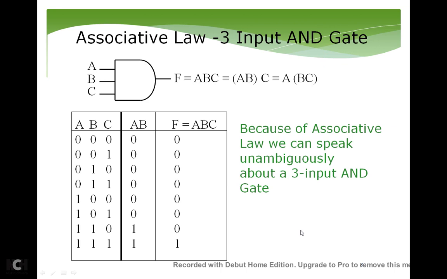Now, because of that, we can talk about a three-input AND gate. F equals ABC. And here we have a tabulation for the three-input AND gate using AB as a helper column.